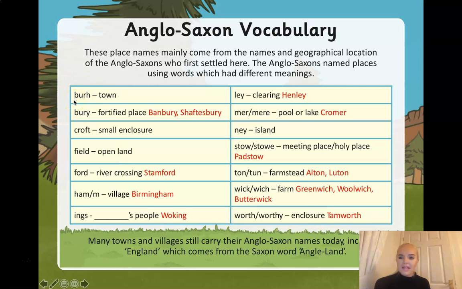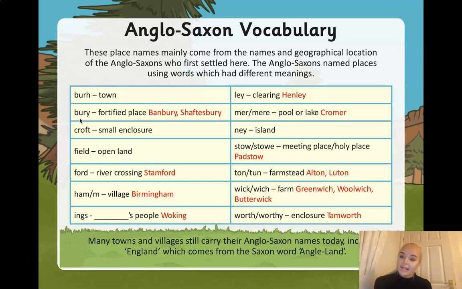So for this first one, burr, this means it's a town. So any place ending in that means that it's a town. Now we haven't got any examples because today lots of towns and places from Anglo-Saxon times have changed their wording, so we don't have any spelt like that. But if we look at the second example, Bury, this means that it's a fortified place. Now, you might be thinking, what is a fortified place? Does anyone know?